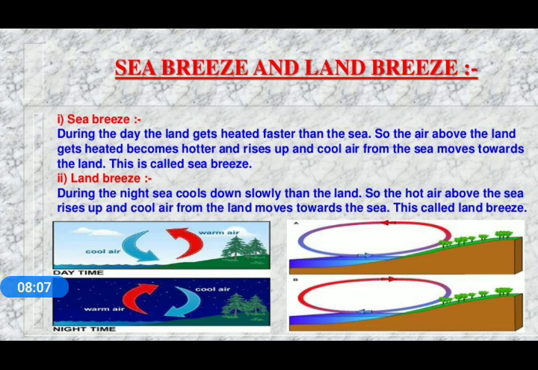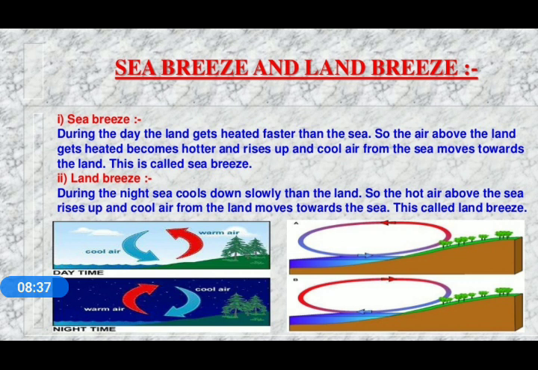That can also be explained in the first picture. Here you can see that in the daytime the warm air is rising up from the land. It is shown by the red arrow, and to take the place of that air, cool air is coming from the sea. That is shown by the arrow. So in that way this air circulation is formed in the daytime, and in that way the sea breeze takes place.